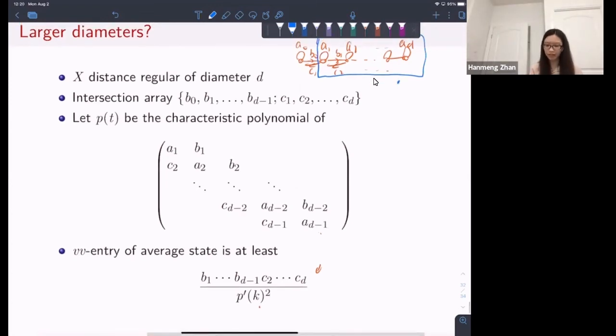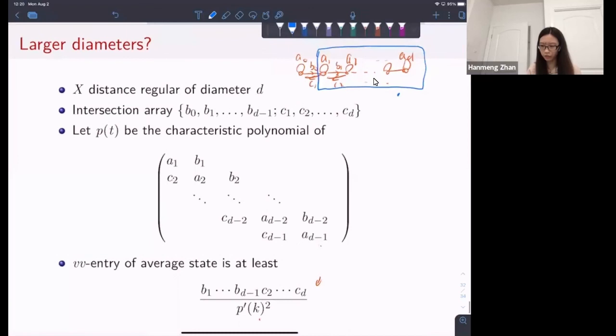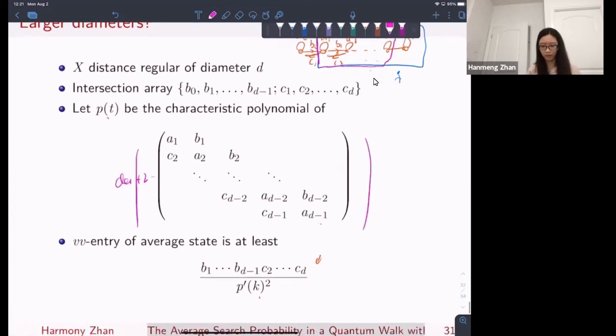But we have a lower bound in terms of the intersection arrays and the simple polynomial. So here the trick is to consider not this blue path, but an even shorter path, which you obtain by chopping both the first and the last vertex. So this will be a path on D-1 vertices, and its characteristic polynomial is given by a determinant of this.